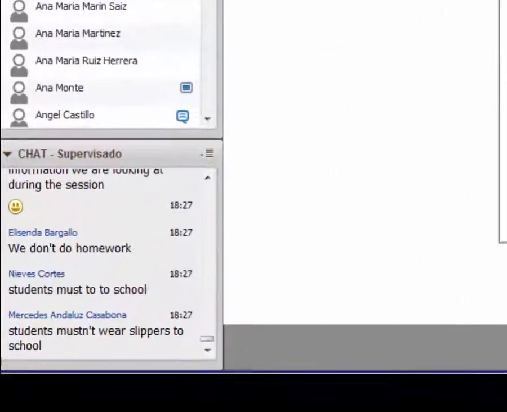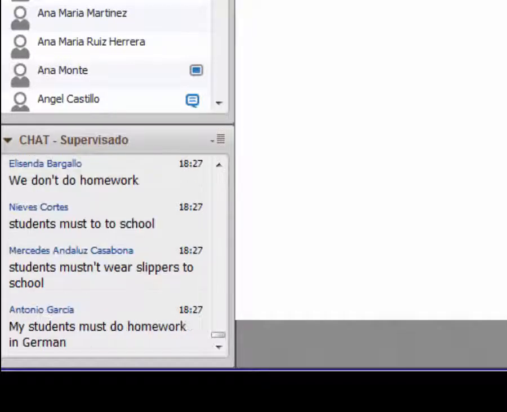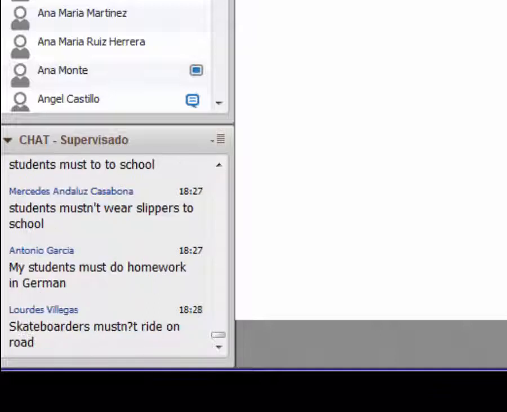We don't do homework, but we're looking, remember, for, right, students must go to school. Exactly. Students must wear slippers to school. Very good. My students must do homework in German.